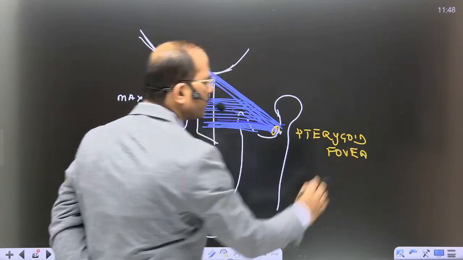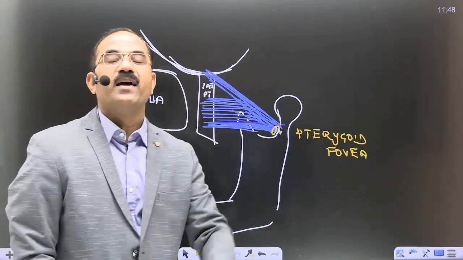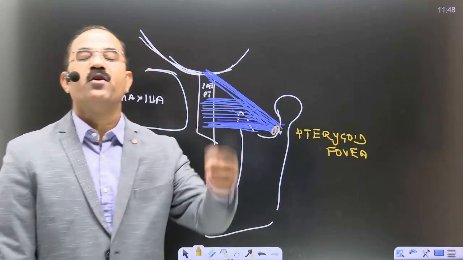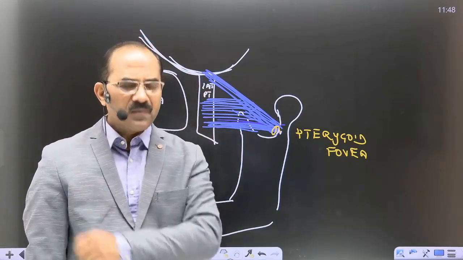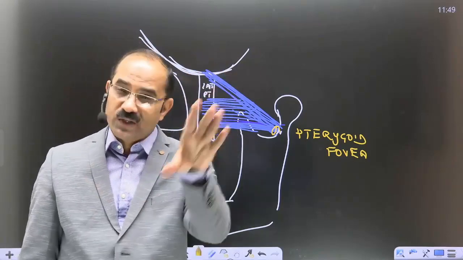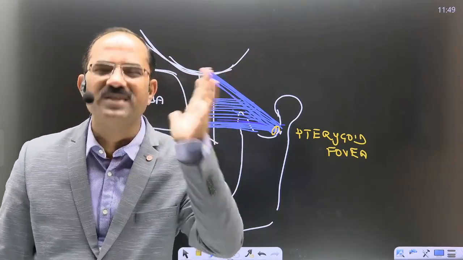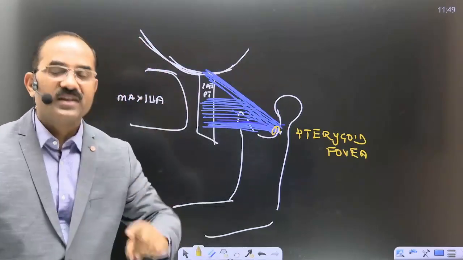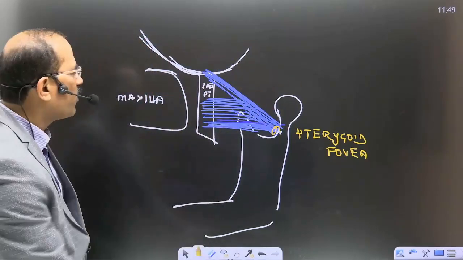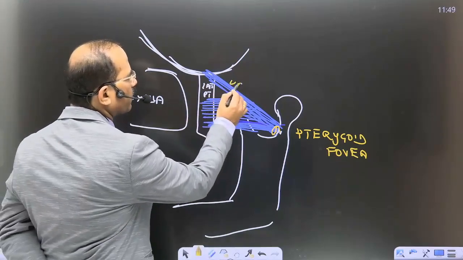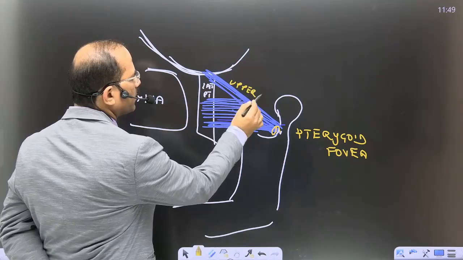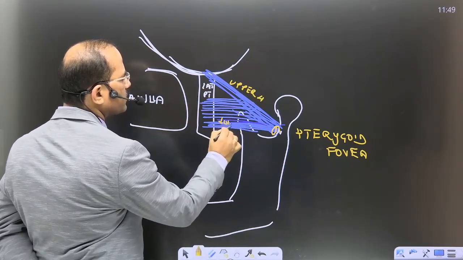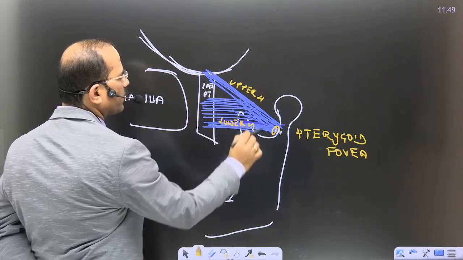Pterygoid fovea, right? This pterygoid fovea is present on the inner aspect of the neck of the mandible. It receives the insertion of the lateral pterygoid muscle. Now, this lateral pterygoid has two heads. What do we call this head? This is the upper head of lateral pterygoid, and this is the lower head of lateral pterygoid.